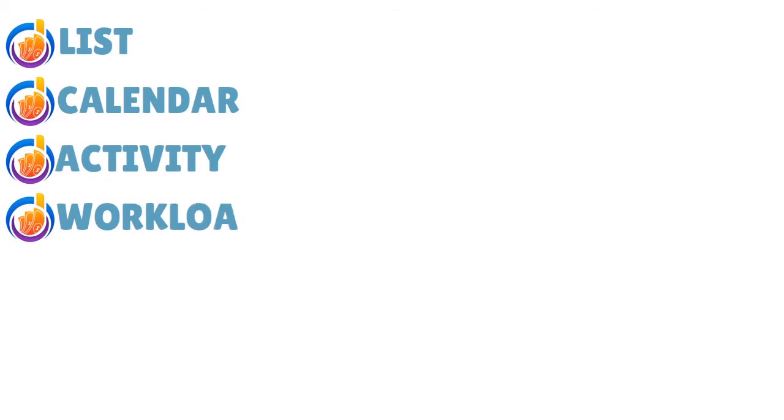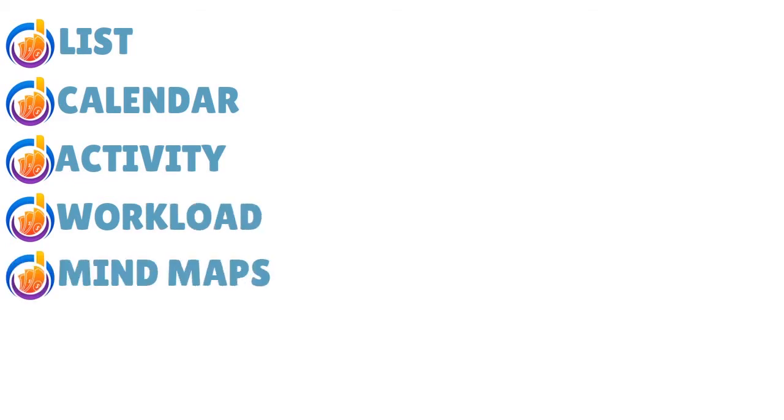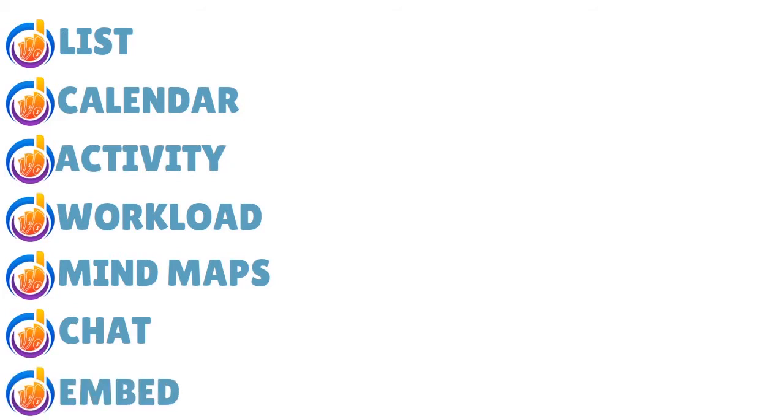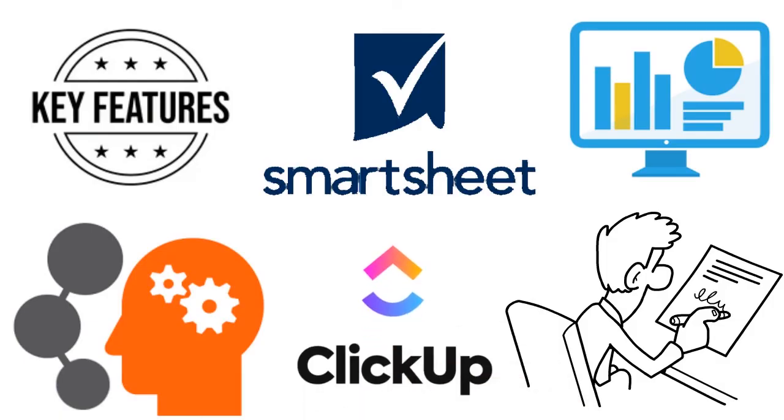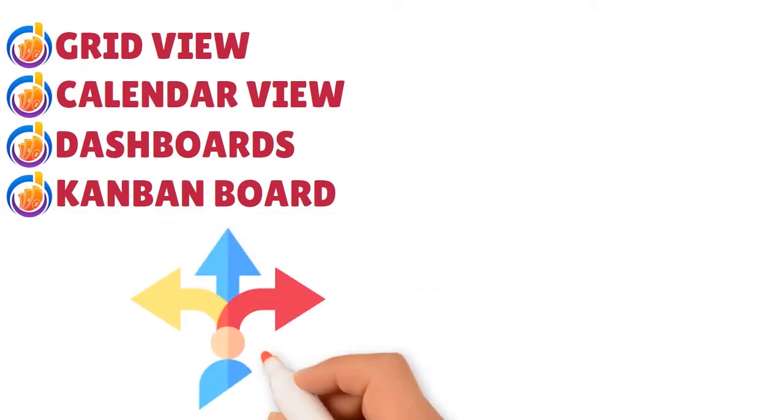And ClickUp's views include list, Kanban board, calendar, box, Gantt, activity, timeline, workload, table, map, mind maps. You have whiteboards, docs, chats, forms, embed. What I want to say here is that when you think about Smartsheet versus ClickUp, ClickUp in our view offers more extensive project views compared to Smartsheet, because ClickUp offers 15 views, giving you more flexibility and options to choose the view that best fits your project management style and preferences.